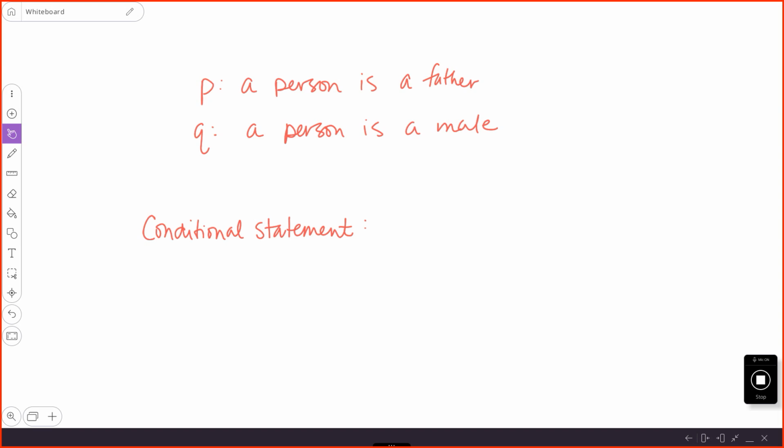Right, so I've written and defined a P statement, a person is a father, and a Q statement, a person is a male. And we're going to write what's called a conditional statement.